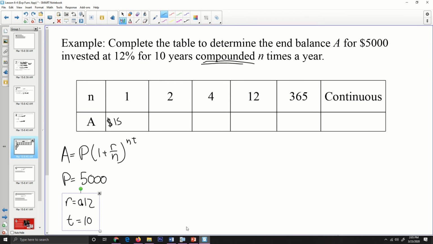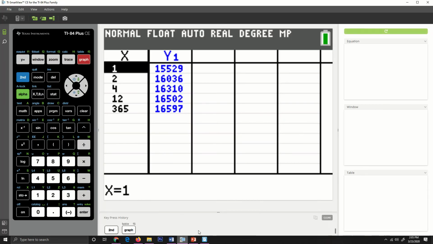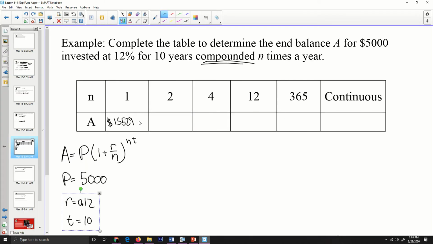So let's put that in, and remember it's dollars. So it's 15,529. And I would assume that there's some cents here, but the graphing calculator only goes to 5 places, so we're going to have to just live with that. 16,063.